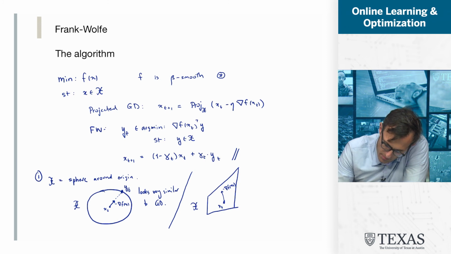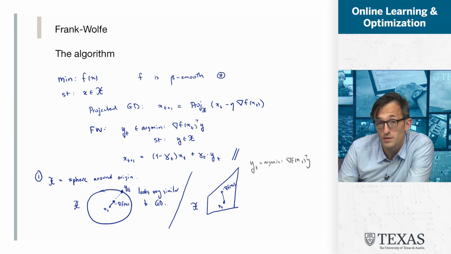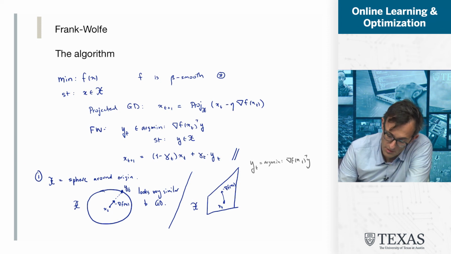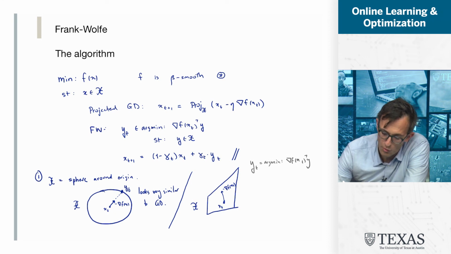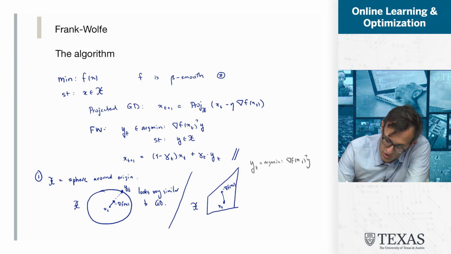So remember, y is trying to minimize the gradient of f of x t with y. So if you know something about linear programming, you know that the minimum is always attained at one of the vertices. So in other words, it's going to look at all the corners and decide which is the corner that is the farthest in the minus gradient of f direction, and it's this one.